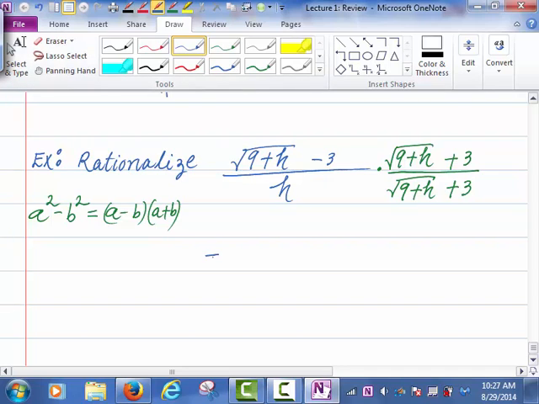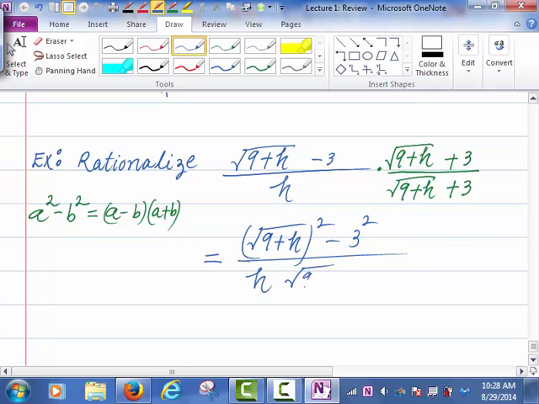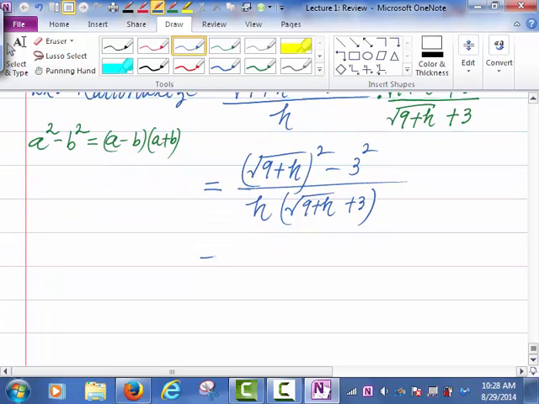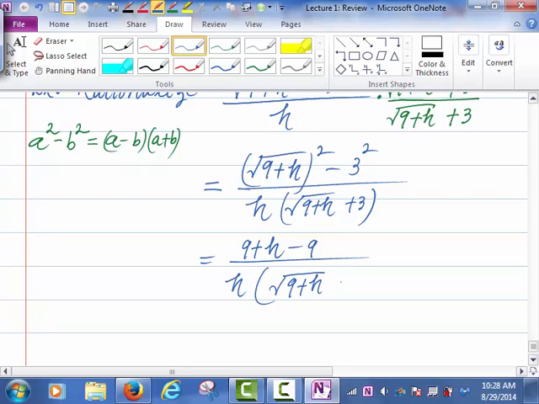Okay. So if you don't remember that formula, a squared minus b squared, you could still do it. Just multiply them, right? You just FOIL them. Using FOIL, you can multiply out. If you multiply out, you'll see that you get the square of the root of 9 plus h, and you get the square of the 3, and in the denominator, of course, you have h times the root of 9 plus h plus that 3, and in the numerator then we get 9 plus h minus 9, and then we get h times root of 9 plus h plus 3.